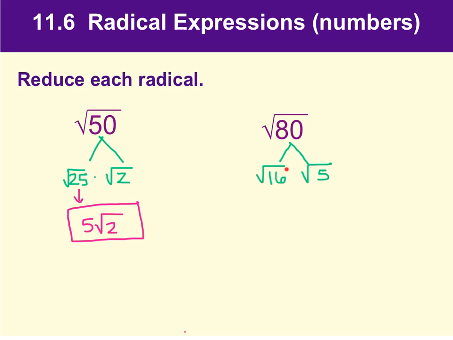Did we pick the biggest perfect square? Well, look at the leftover number, the 5. Do any of your perfect squares fit into 5? And no, they do not. I think 1 is on our list, but 1 doesn't ever help us out, so we just kind of ignore it. All right, so the square root of 16 is 4, and the square root of 5 stays as the square root of 5, and that is our reduced radical.